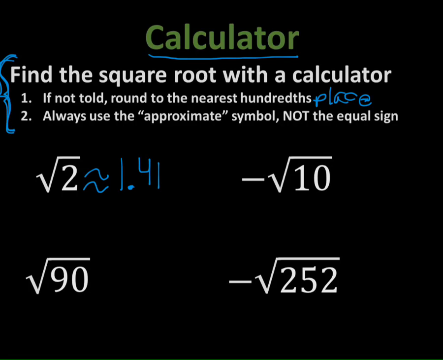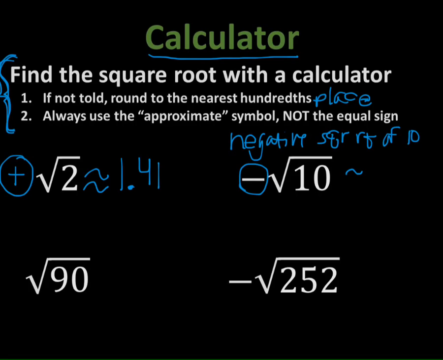Now, the next one I want you to look at is square root of negative 10, or negative square root of 10. That's what we have to decide is happening here. Am I finding the square root of negative 10? No, I'm finding negative square root of 10. Two completely different things. From this point on, if you don't see anything in front, you can assume it's positive. If you see the negative in front, that means my answer is automatically going to end up a negative. So I just transfer my negative sign over, and then I find the square root of 10, which is 3.16 when I round.